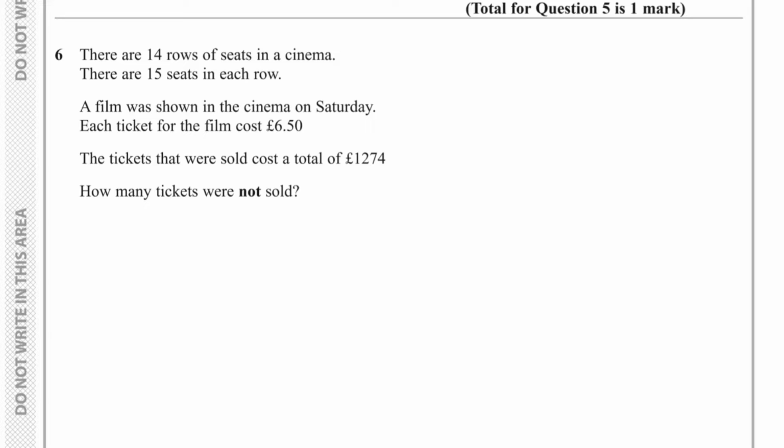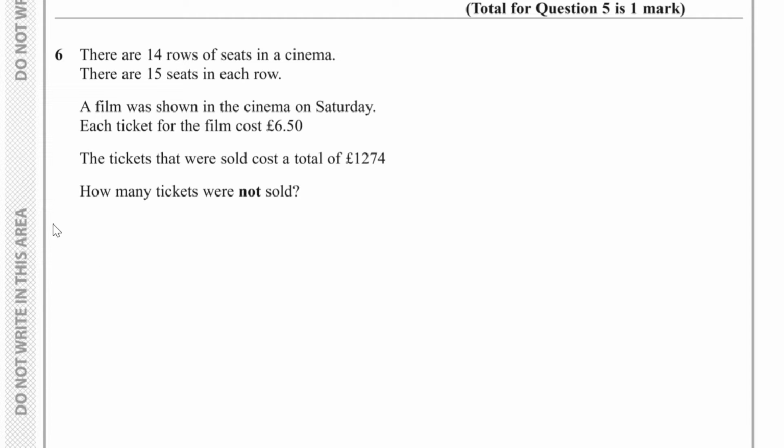Question number 6. There are 14 rows of seats in a cinema. There are 15 seats in each row. A film was shown in the cinema on Saturday. Each ticket for the film costs £6.50. The tickets that were sold cost a total of £1,274. How many tickets were not sold? Well, we can find out the number of tickets sold by considering that each ticket cost £6.50 and there were £1,274 worth of tickets sold.